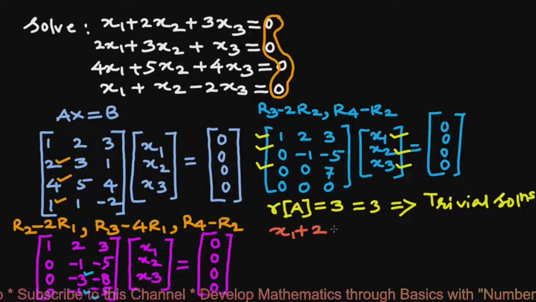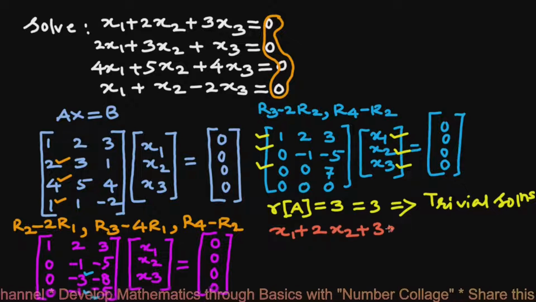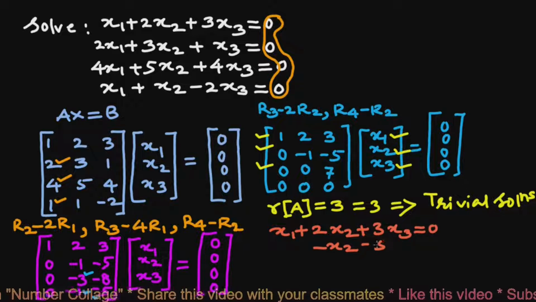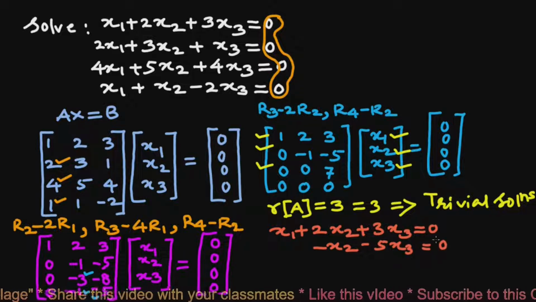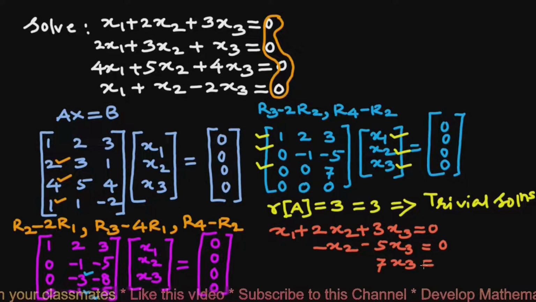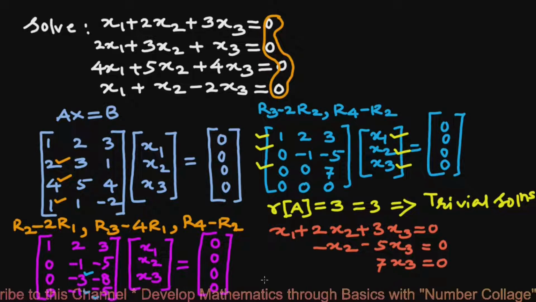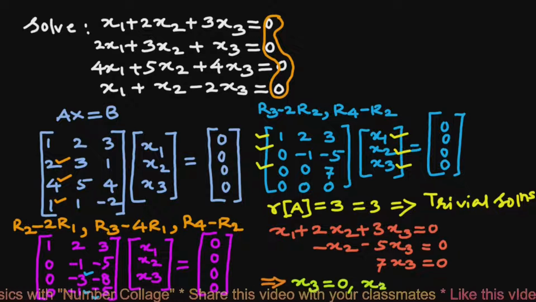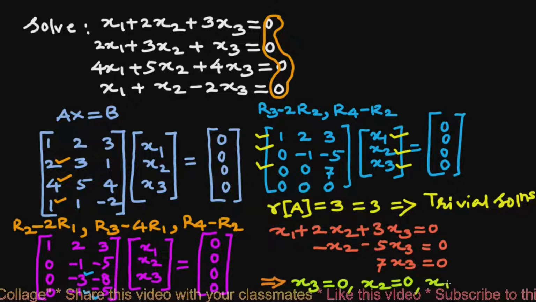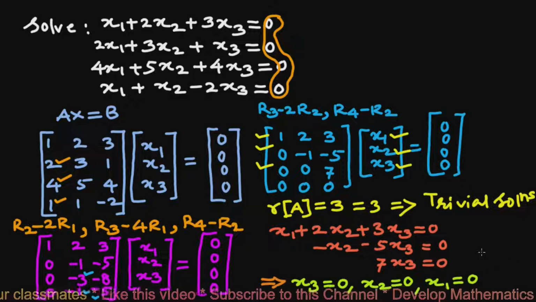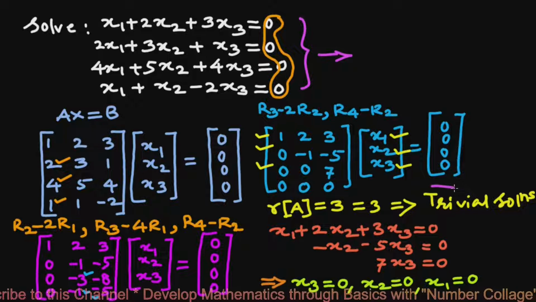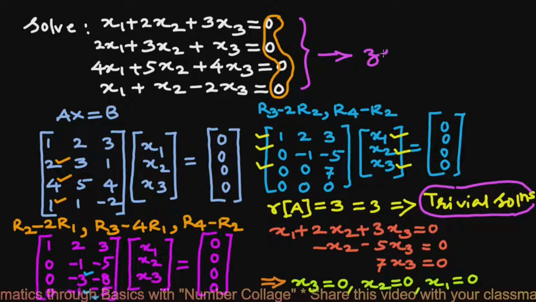x1 plus 2x2 plus 3x3 equals 0, minus x2 minus 5x3 equals 0, 7x3 equals 0. So this implies x3 is 0 upon 7, that is 0, x2 is 0 and x1 is also 0. So this proves that these equations have only trivial solutions or zero solutions.